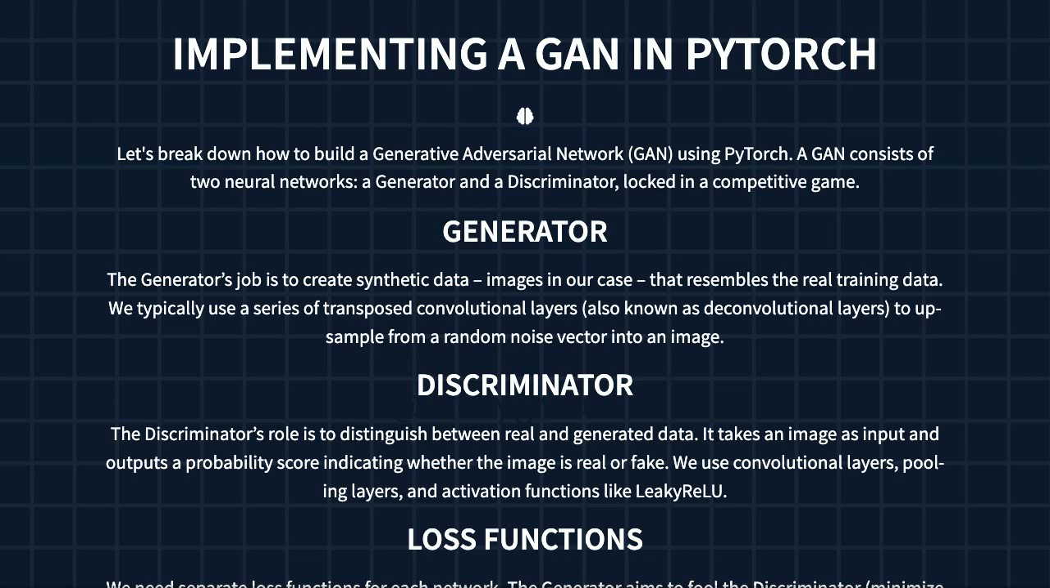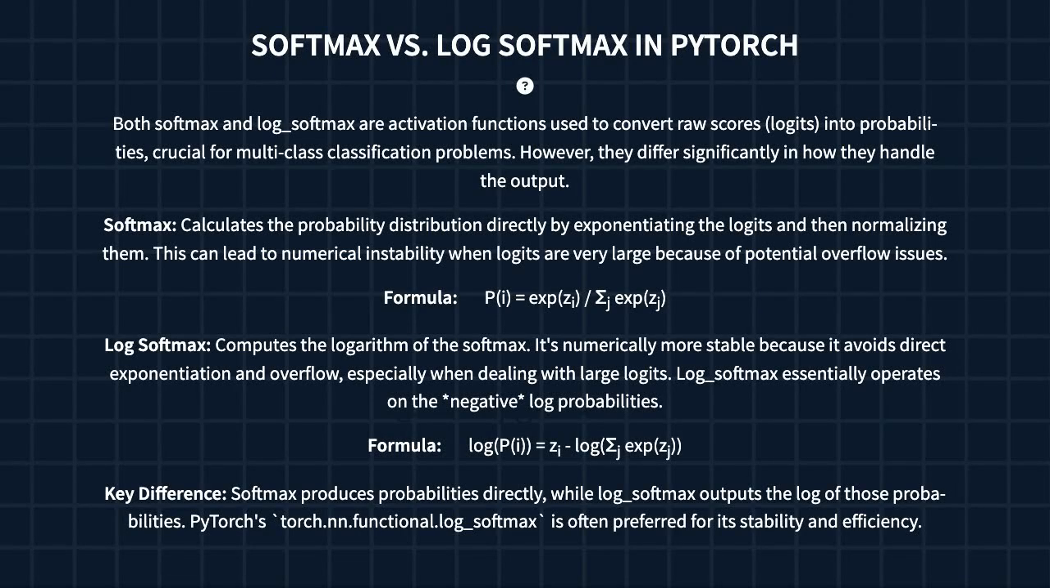To recap, we have our generator making fake data, the discriminator judging it, and then updating both networks based on their performance. Okay, let's talk about softmax versus log softmax. They both help us turn raw scores into probabilities for classification tasks, but there's a crucial difference. Softmax directly calculates those probabilities by exponentiating the input scores. However, this can cause problems if your scores are very large because you might run into numerical issues like overflow. Log softmax, on the other hand, takes the logarithm of the softmax result. This is much more stable, especially when dealing with big numbers, and it's often a better choice in practice. PyTorch even provides a function specifically for this.